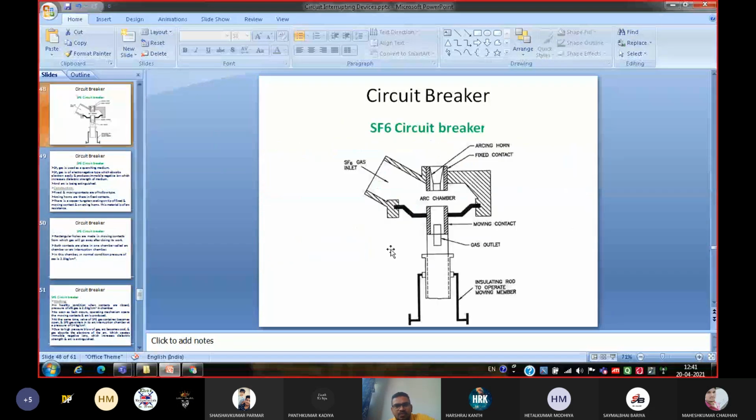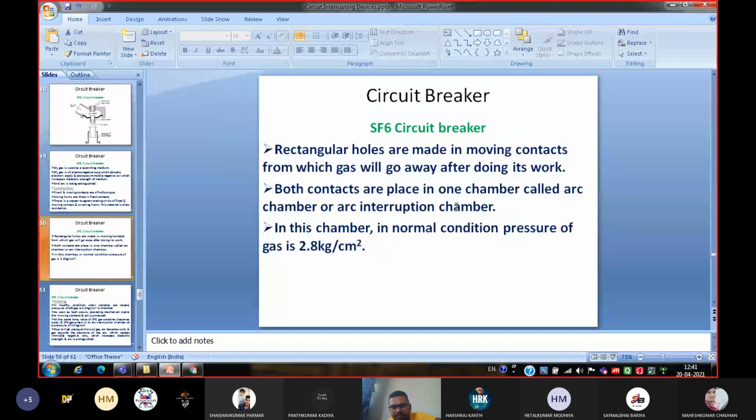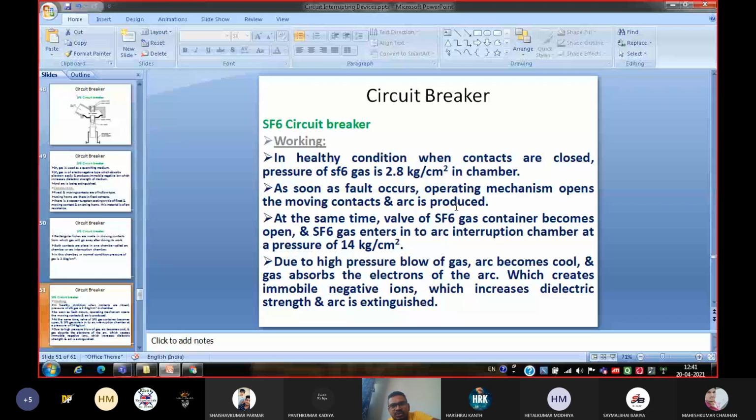So SF6 gas enters the arc interruption chamber at a pressure of 14 kg per centimeter square. When the fault occurs, the contacts become separated, and due to the fault current, the arc is generated, and at the same time the inlet valve of the SF6 gas chamber becomes open, and the SF6 gas at a pressure of 14 kg per centimeter square will enter into the arc chamber or arc interruption chamber. Due to the high pressure blow of gas, the arc becomes cool.